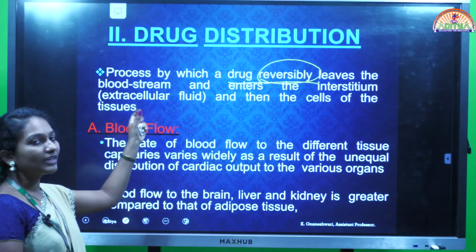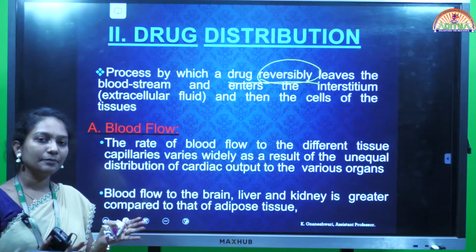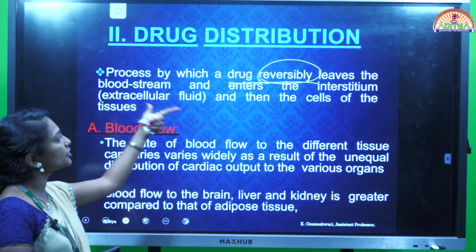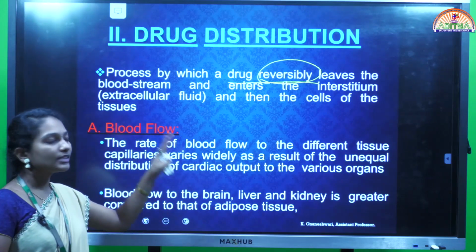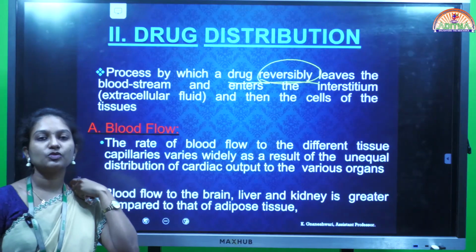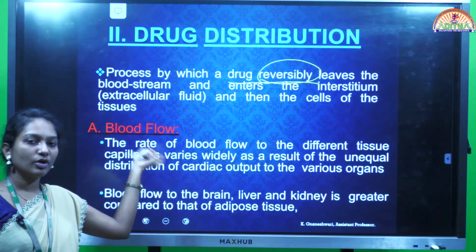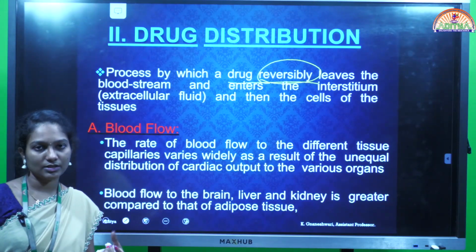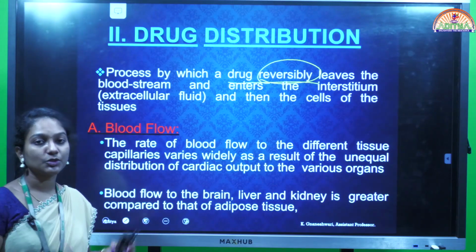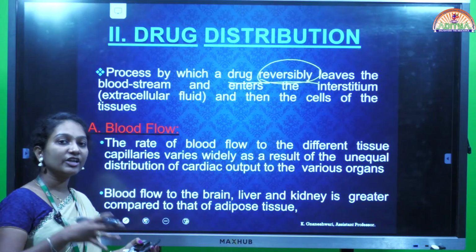Once the drug has been absorbed, it will reach the systemic circulation, and this is generally reversible. From the systemic circulation it can enter the interstitial fluids and then the cells or tissues. There are different factors that contribute to drug distribution. The first is the blood flow, next the capillaries, that is the extent of the capillaries, and next the binding, to the plasma as well as to the tissues. First, if you observe the blood flow, it is different for different organs.